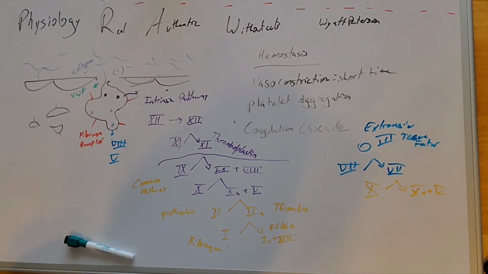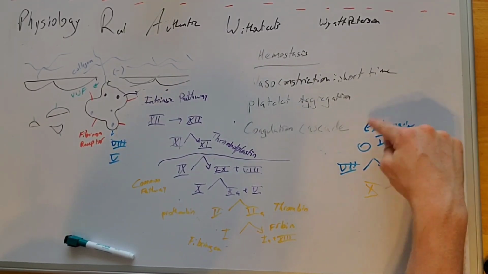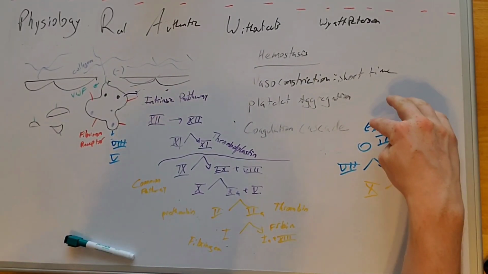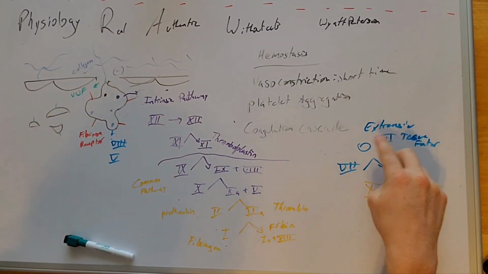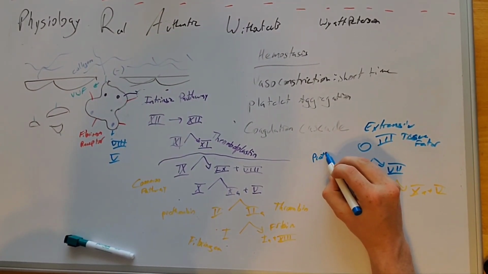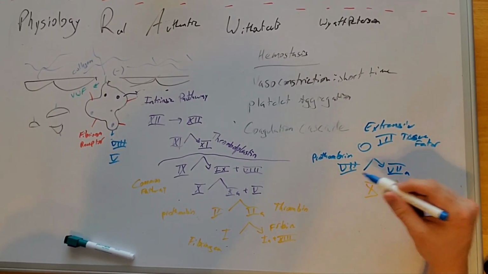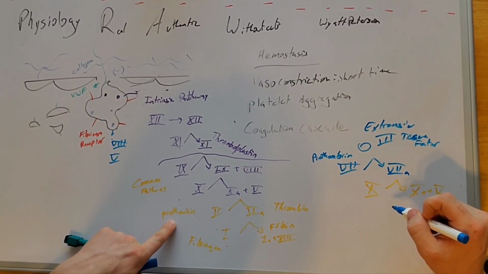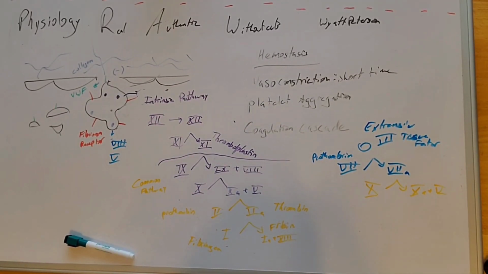And so this one over here is the extrinsic pathway, and it starts out with factor 3, which is tissue factor. So if something outside of the blood gets in, like proteins from the collagen, it'll start this pathway. Starts with factor 7, which again is another, prothrombin, and this is activated prothrombin that then makes that turn into thrombin.